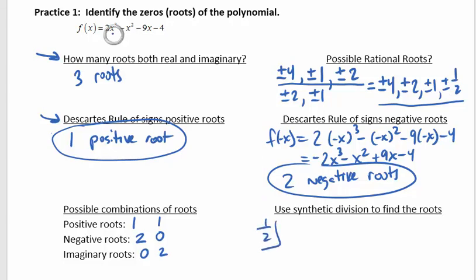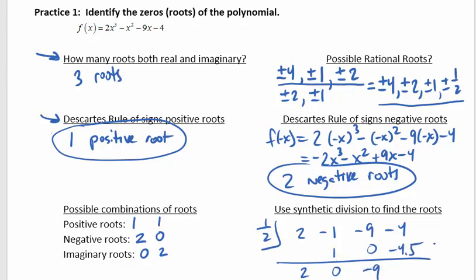Okay, so I'm taking the coefficients off of this guy up here. So 2, negative 1, negative 9, negative 4. So bring down the 2. 1/2 times 2 gives us 1. Add those together, that gives us 0. 1/2 times 0 is 0. Negative 9. 1/2 times negative 9 would give us negative 4.5. So that's not going to work. So positive 1/2 was not it.